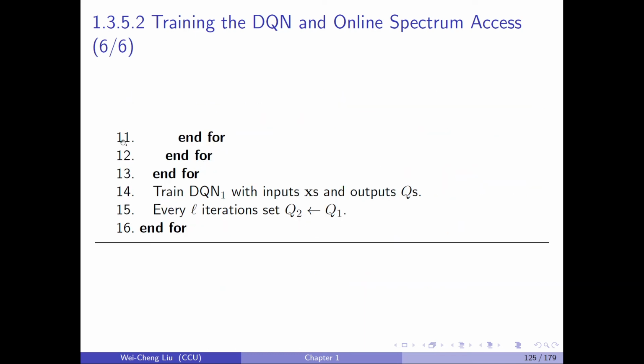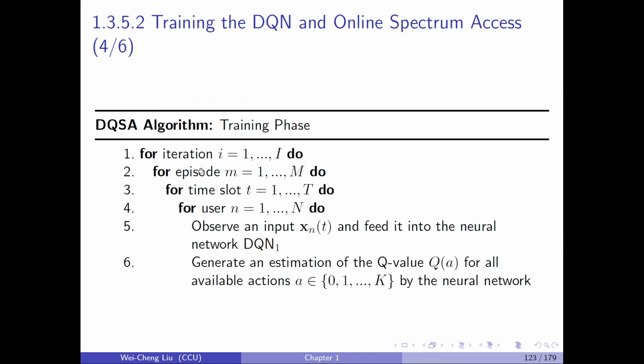So line 11 is end for, line 12 end for, line 13 end for. So these three lines end the for loops in lines 2 to 4.